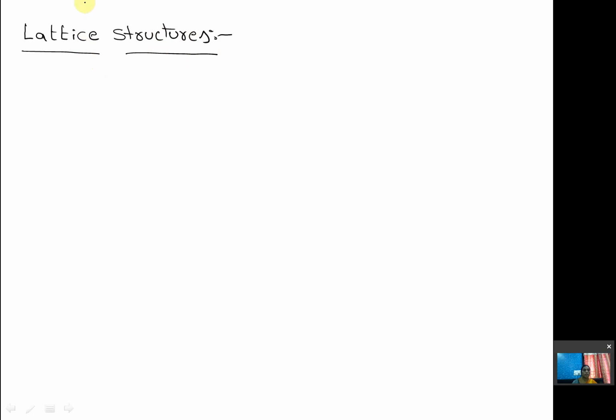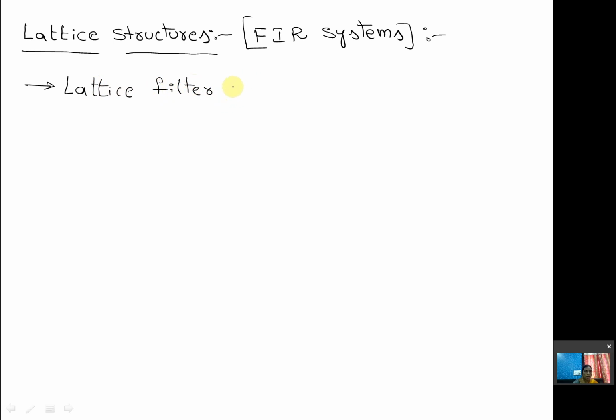Firstly, for FIR systems. So lattice structures for FIR systems. FIR means finite impulse response. These lattice structures are also called lattice filter, or lattice realization.